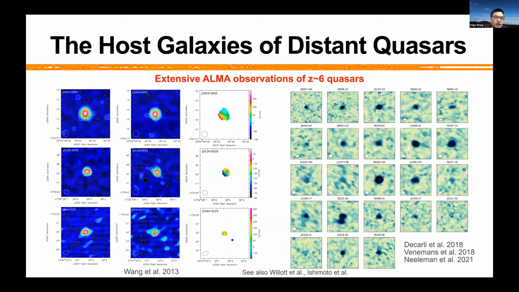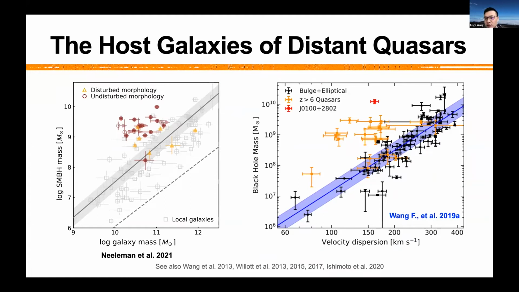In the past several years, extensive observations have been performed, trying to detect those quasar host galaxies, learn about their kinematics, and measure their dynamical mass. Here I show some examples from ALMA observations of redshift 6 quasars, showing the C+ emission of the quasar host galaxy and also the velocity map of the C+ emission. In the right panel is another large sample of redshift 6 quasar host galaxies in C+. This survey was led by the MPIA team. From the detection of the C+ emission line from the quasar host galaxies, we can gain insights into their dynamical mass.